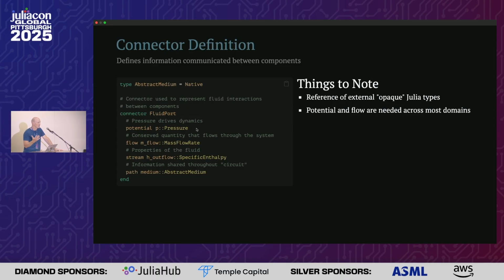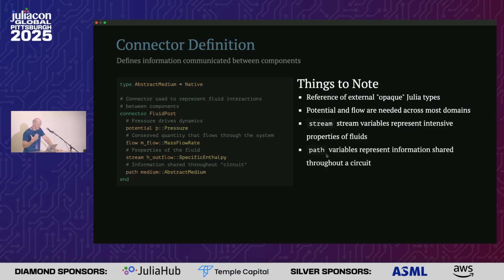And these are common across most engineering domains: mechanical systems, electrical systems, fluid systems, thermal systems. But what's interesting about fluid systems in particular is that they have this notion of streams, which are intensive properties of the fluid that's flowing through. So in this case, I'm just showing you enthalpy, which is needed to make an energy balance.